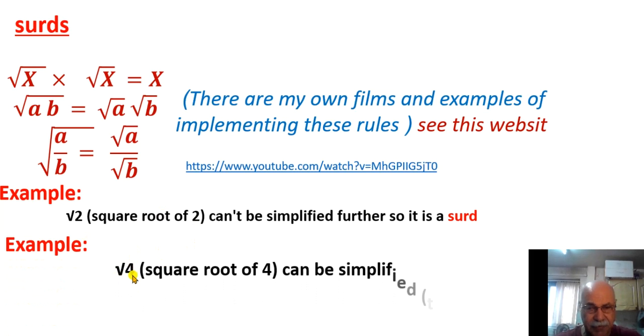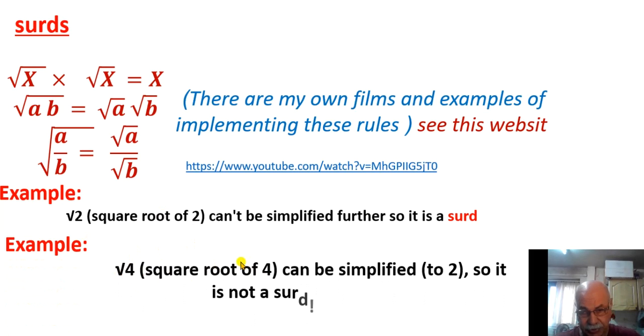Square root of 4 is 2. 2 times 2 becomes 4. That's why square root of 4, just for your information in order to know about the square root. Square root of 2 meaning no square root. That's why square root of 4 can be simplified to 2. So it is not a surd. It is not the root. That's why we will see.